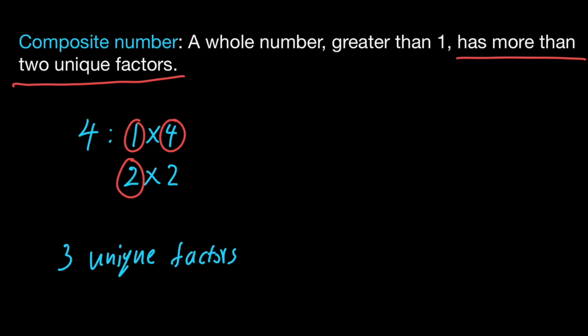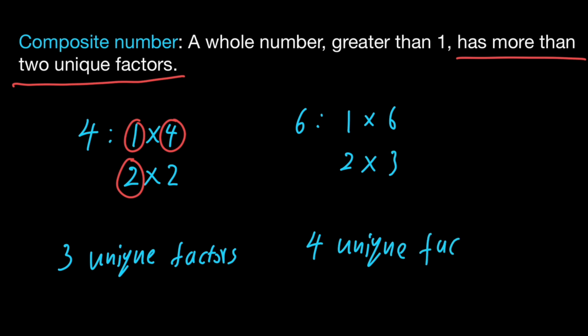What about 6? So 1 times 6 will give you 6, and 2 times 3 will give you 6. So in this case, we have 4 unique factors, because these 4 numbers are unique. They're not repeated. If you like, you can check some other composite numbers by yourself, so let's say 4, 6, 8, and 9.